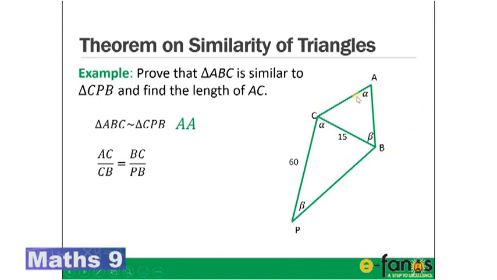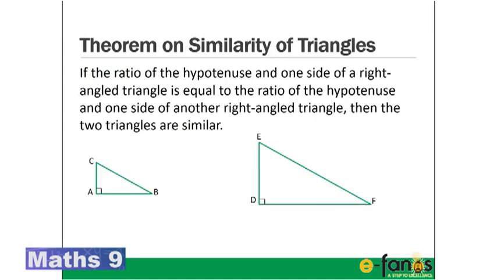AC over CB is the side opposite beta over the side opposite alpha, so that must be equal to the side opposite beta on this triangle, which is BC, divided by the side opposite alpha on this triangle, BP. You need to make sure that you get the sides the right way around when you compare them. So AC over 15 must equal 15 over 60. So AC must be 225 over 60. AC is 3.75.